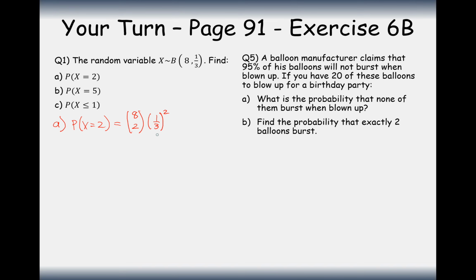Because this is going to give us the probability of success to the number of successes that we want, times the probability of failure to the number of failures we want. Now we've got 2 successes out of 8, so we need 6 failures.